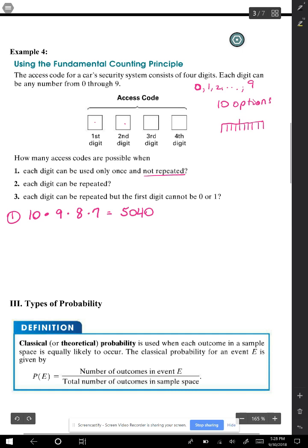And then off of each one of those, you would have how many choices are left. So you'd have to have 5,040 when you got finished. So that would take forever to try to draw.